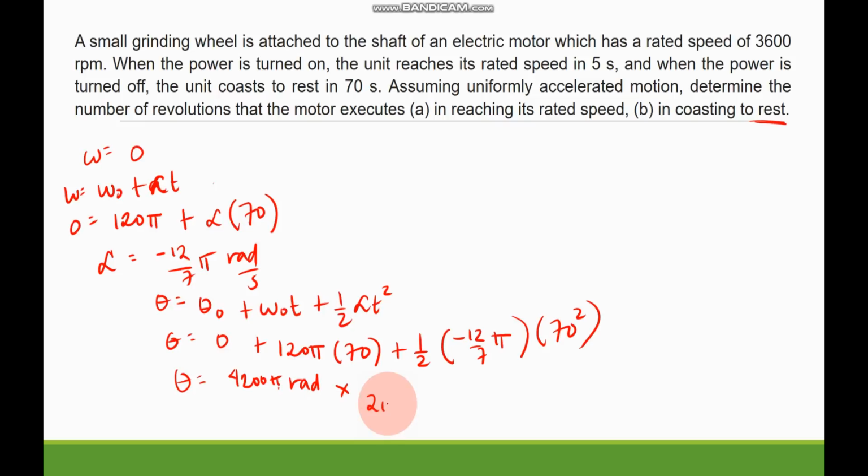So there are 2 pi rad in every revolution. Therefore, it is equal to 2,100 revolutions. So this is our final answer for letter B.